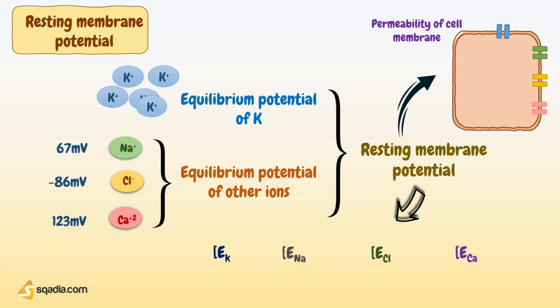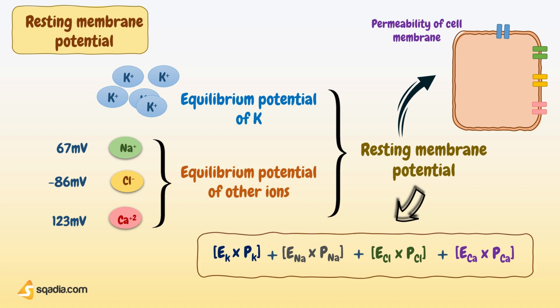By multiplying these equilibrium potentials of ions with their respective permeability across the membrane, and then adding them all together, one can get the resting membrane potential of that cell. And it comes out nearest to the equilibrium potential of the ion which has particularly high permeability across the membrane. So by changing permeability, the resting membrane potential also gets changed. So this was a brief concept about resting membrane potential, which is actually a stable electrical potential.